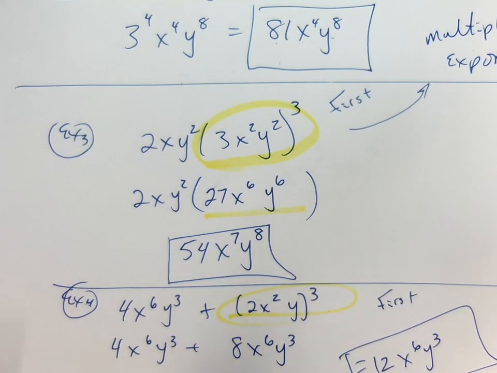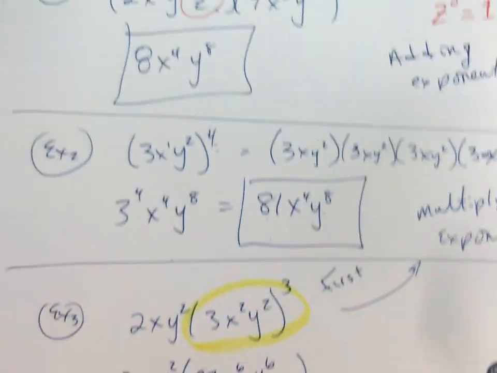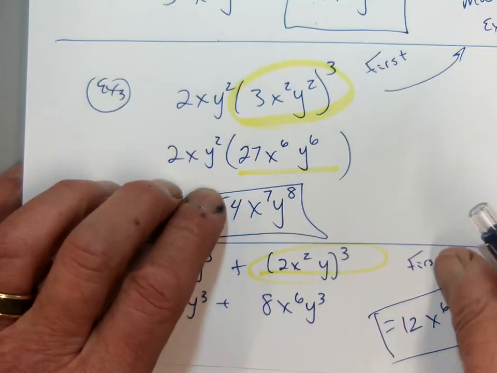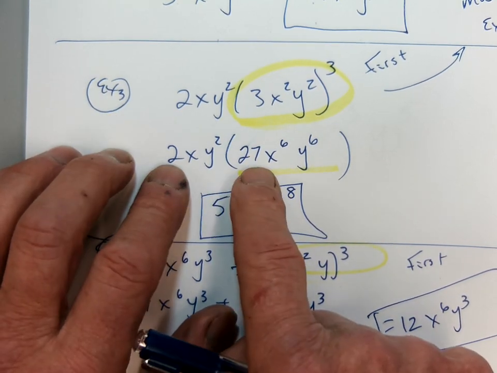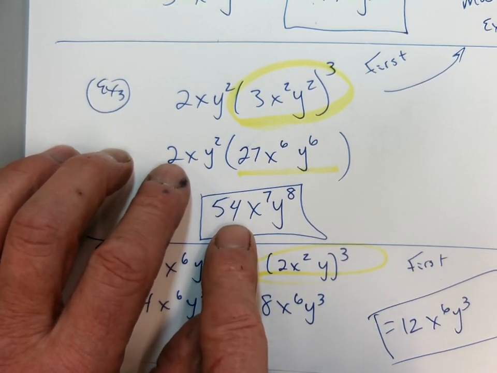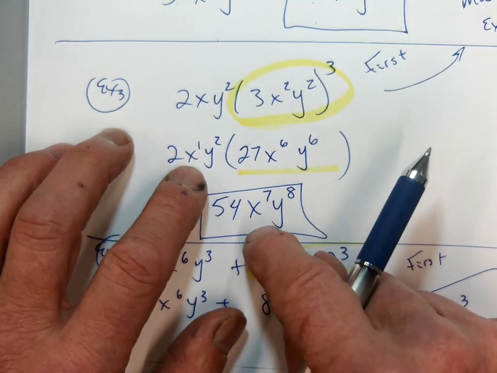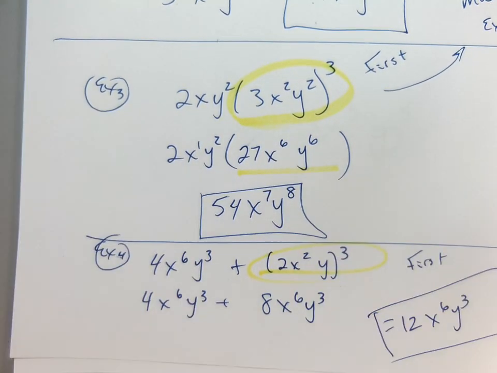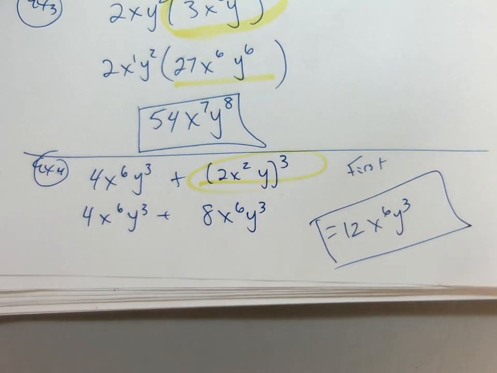Now I'm going to come down here and I'm going to do what I did up above, where I'm going to just add the exponents because I'm multiplying bases. So first of all, let's take care of the whole numbers. 2 times 27 is 54. There's an invisible 1 there. X to the 7th and y to the 8th. That's all. Example 4, last but not least, again, order of operations.